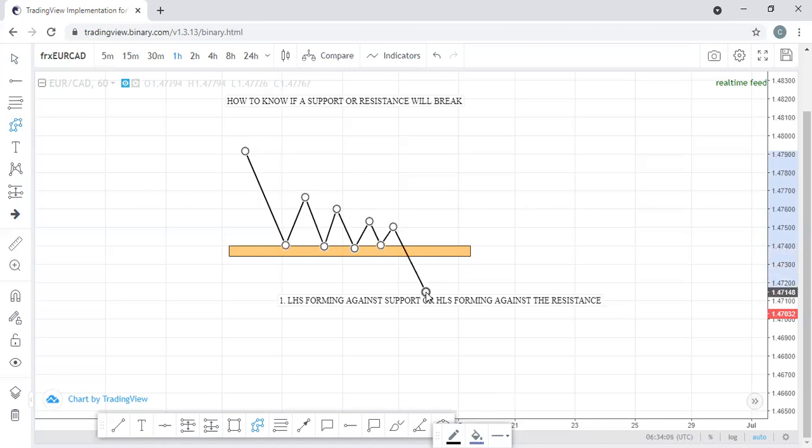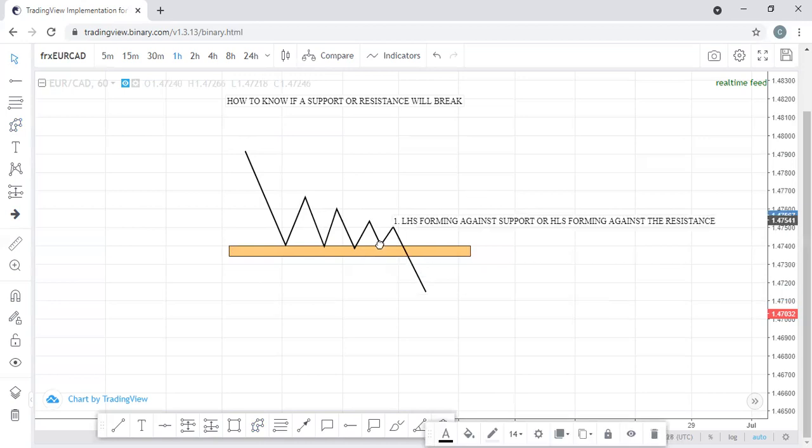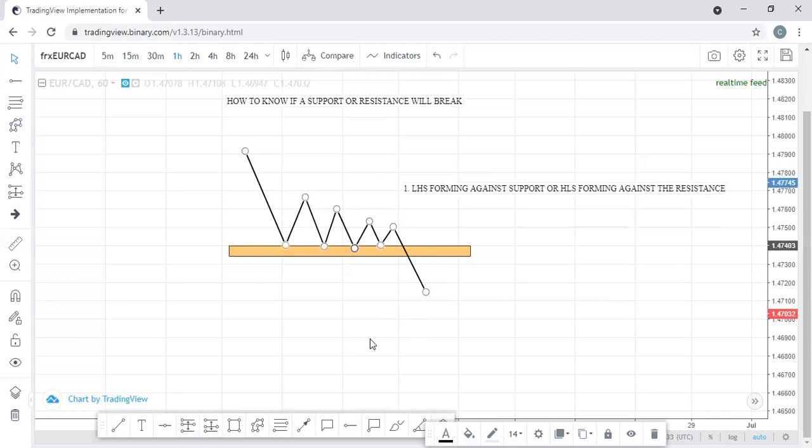So this kind of formation is telling you that the price is going to break your support, because we've seen a series of lower highs, lower high, lower high, lower high. This build up was just to break the support. So this is one way to know if it's going to break. And there is the inverse for a resistance.